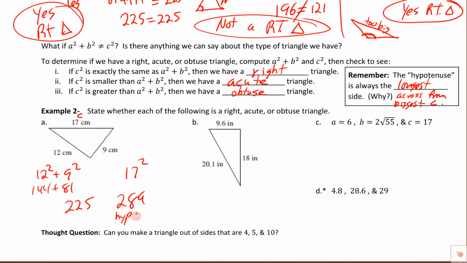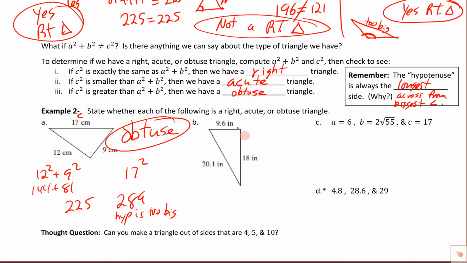So the hypotenuse is too big. If it's too big, this is obtuse. Okay. So just compare that hypotenuse to the sum of the squares of the legs. And if it's too big, it's going to be obtuse. If it's just right, then it's right. And if it's too small, then it's acute. It's kind of a quick way to remember it.